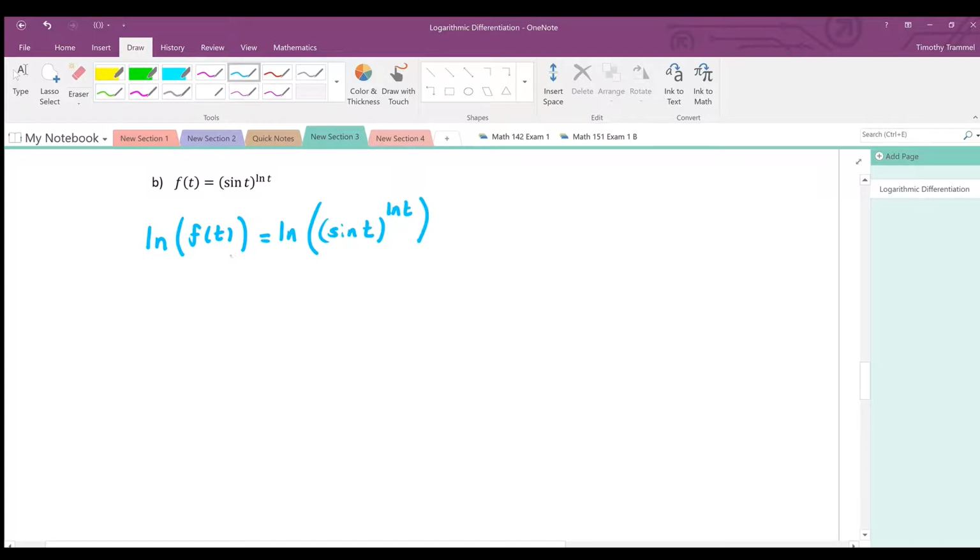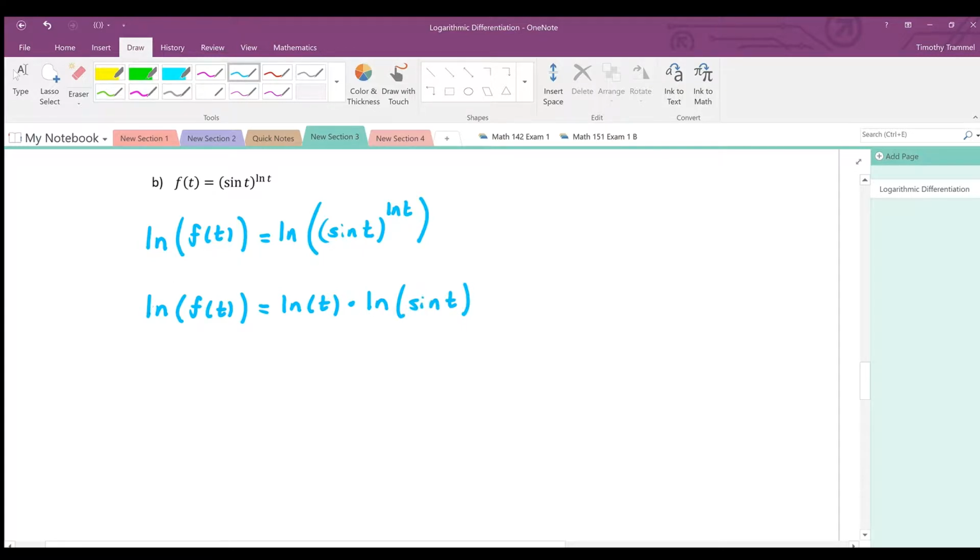Next, we'll actually apply the same log property we did last time. We'll bring down that natural log of t. So we have the natural log of f of t is equal to, and again, I'm going to bring down the exponent. So we get the natural log of t times the natural log of sine of t.